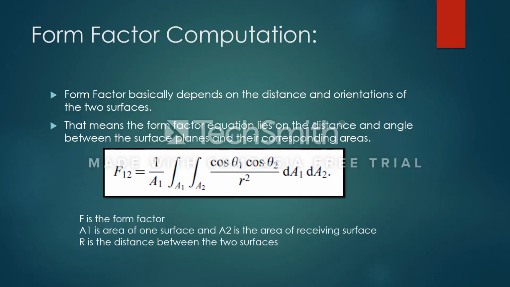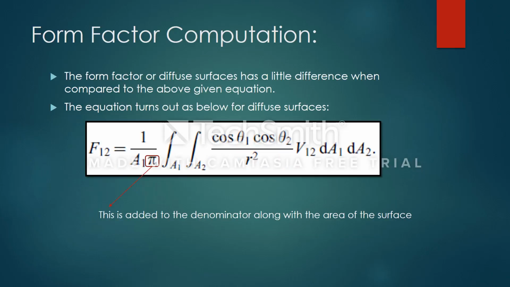The equation shows that the form factor between surfaces 1 and 2 is equal to 1 by the area of surface 1, integral over the area of surface 1, and then integral over the area of surface 2, cos theta 1 and cos theta 2, where theta 1 and theta 2 are the angles made by the surfaces with their normals, divided by r squared. R is the distance between these two surfaces' viewpoints, and dA1 dA2 are for the integrals of area. Let's see the next slide.